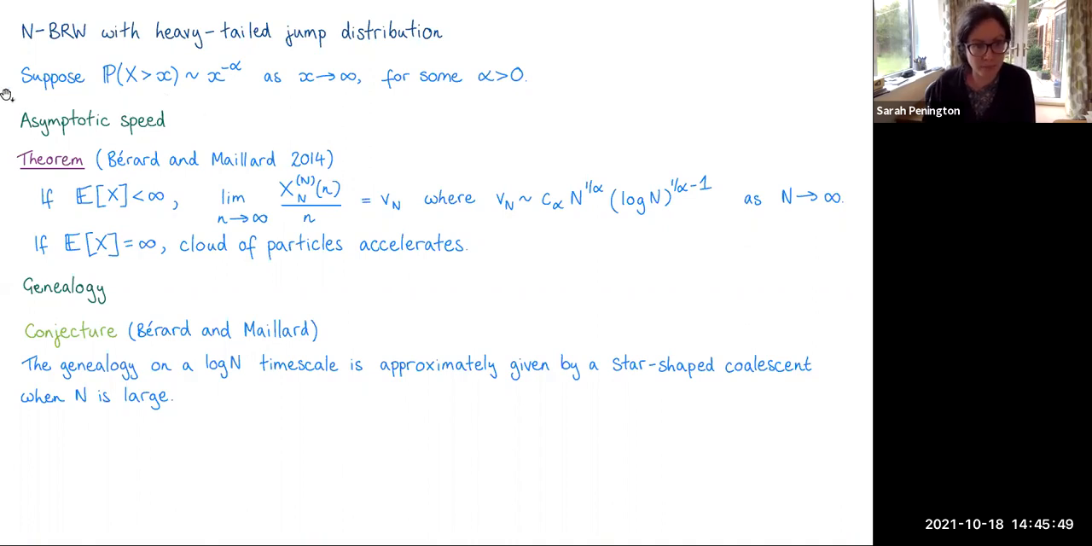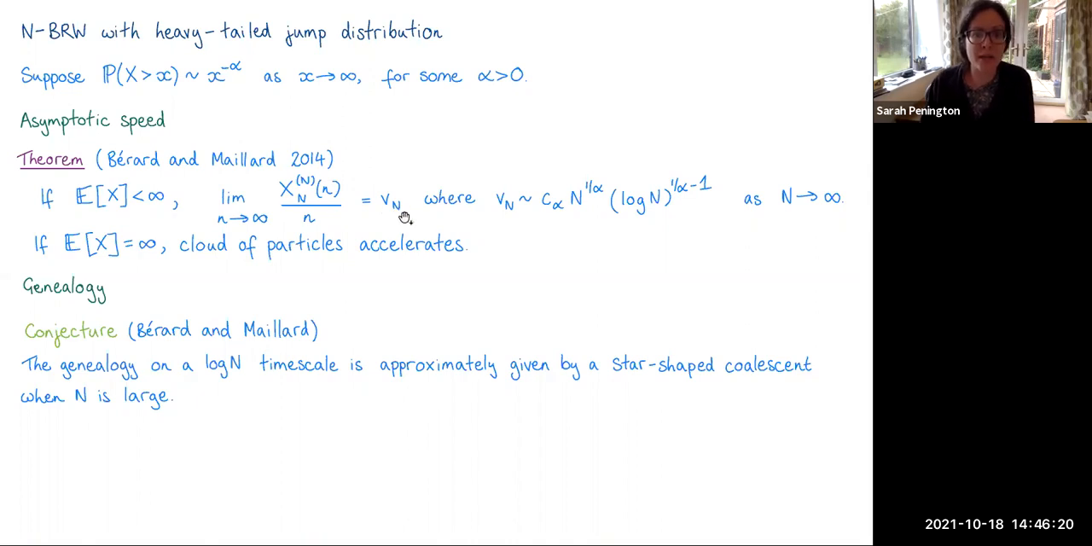So first of all, what's known about the asymptotic speed at which the cloud of particles moves to the right? So this is a result of Bérard and Maillard from 2014. They say that if the jump distribution has finite mean, then we already know that if you look at the position of the rightmost particle at time little n and divide by little n, that converges almost surely and in L1 to some V_N.